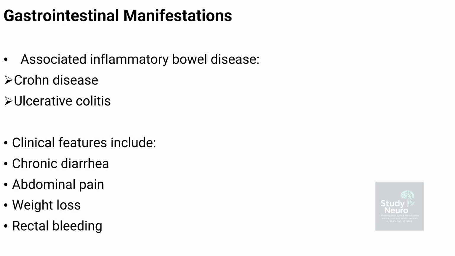Ankylosing spondylitis can also involve the gastrointestinal tract because it shares important inflammatory pathways with inflammatory bowel disease. This association is well recognized. The two conditions most commonly linked with ankylosing spondylitis are Crohn's disease and ulcerative colitis, and affected patients may develop chronic diarrhea, persistent abdominal pain, weight loss, or rectal bleeding as intestinal inflammation becomes established. These symptoms should not be overlooked. Recognizing gastrointestinal involvement is important because it influences both the overall assessment of the disease and the choice of medical treatment.